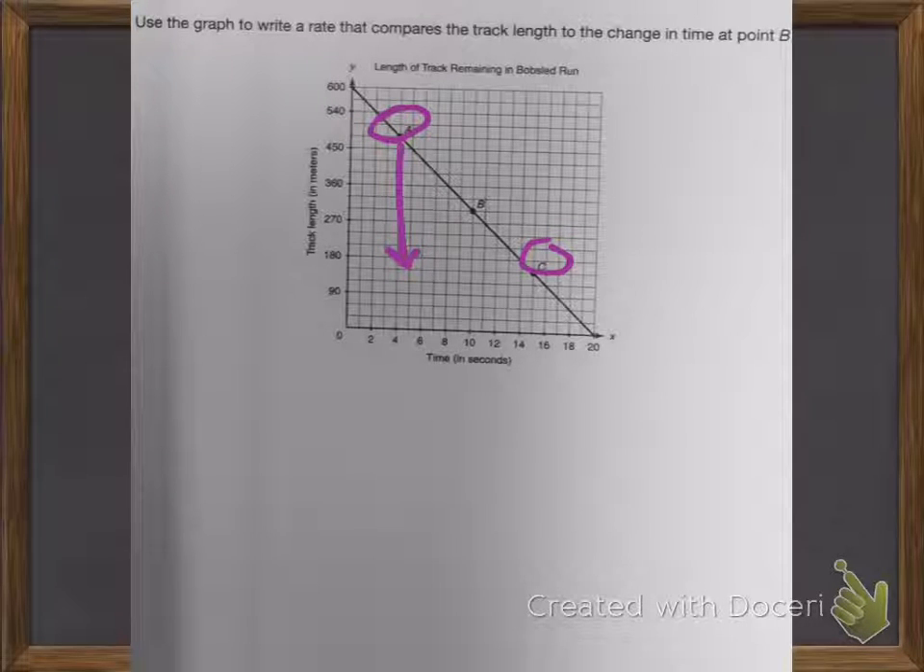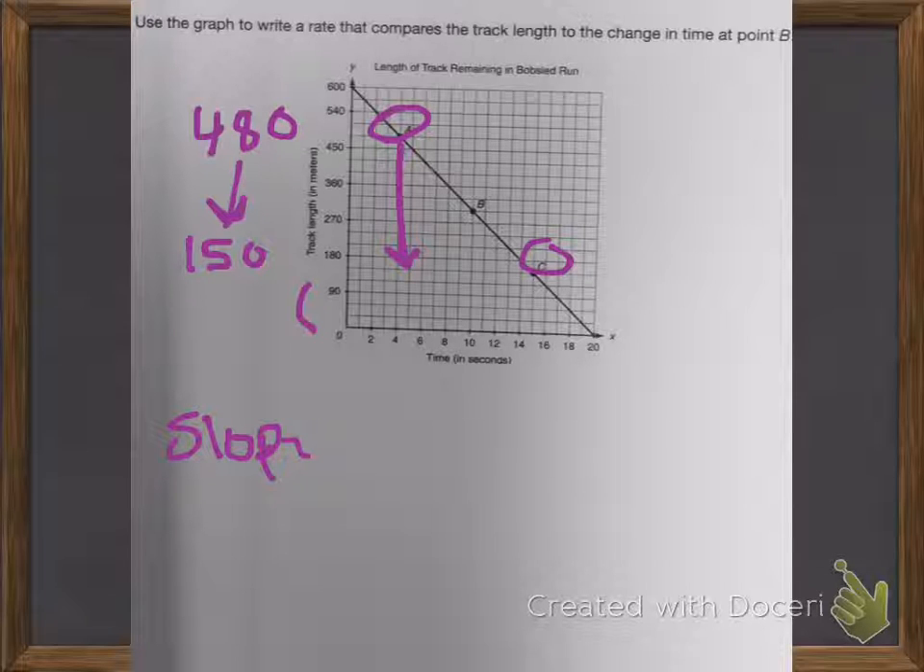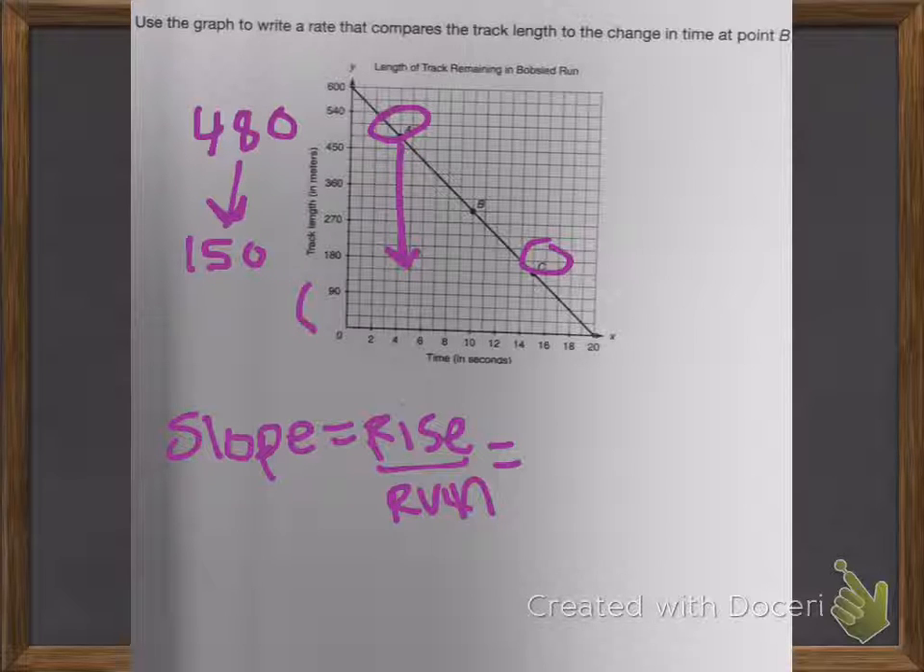So A is located at, it looks like, 480. And then we decrease down to, okay, you see how this is worth 90 right here? And then it's divided into thirds. So 90 divided by 3 is 30. Each grid line is worth 30. And then C goes down to 150. So slope is equal to rise over run. Then the rise is 480 minus 150, so 330, divided by, we have to figure out the run.